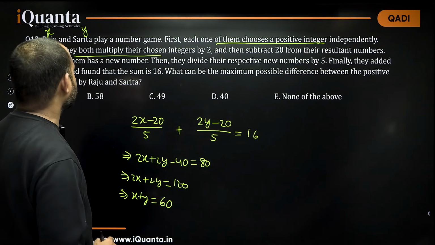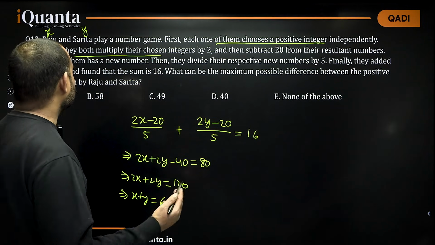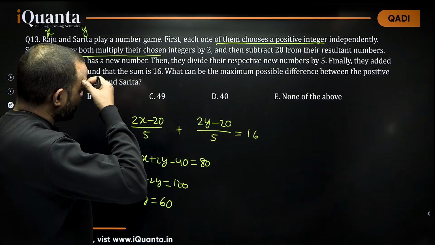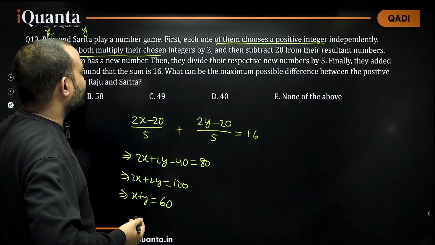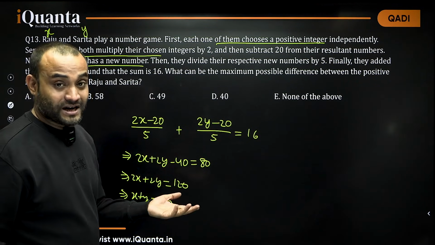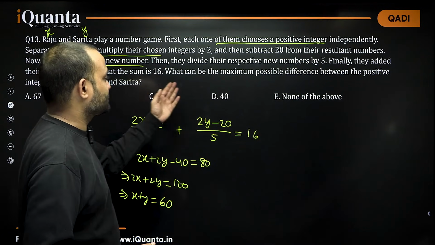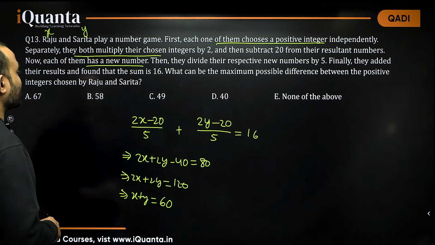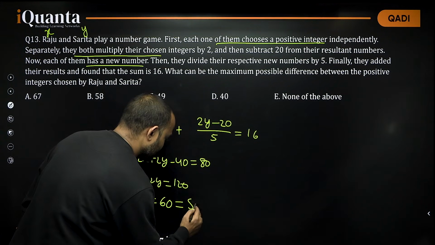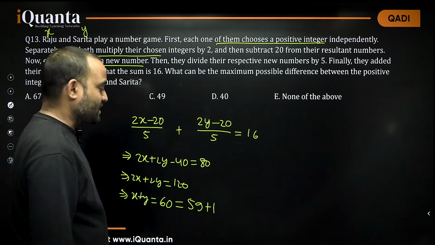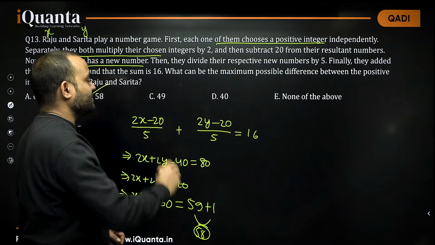Now if x plus y is equal to 60, what is the maximum possible difference between the positive integers chosen by Raju and Sarita? It doesn't say anywhere that the given result, the new number, is positive or negative, but the taken number is definitely positive, right? So if these two sum to 60, to take the maximum possible difference, we must take 59 plus 1, and the maximum possible difference in that case will be equal to 58. So the answer is option B.